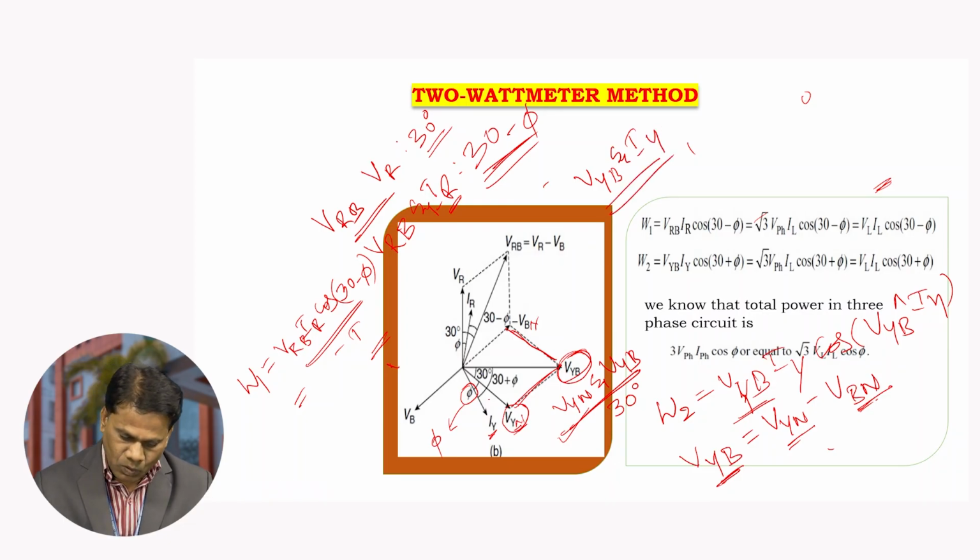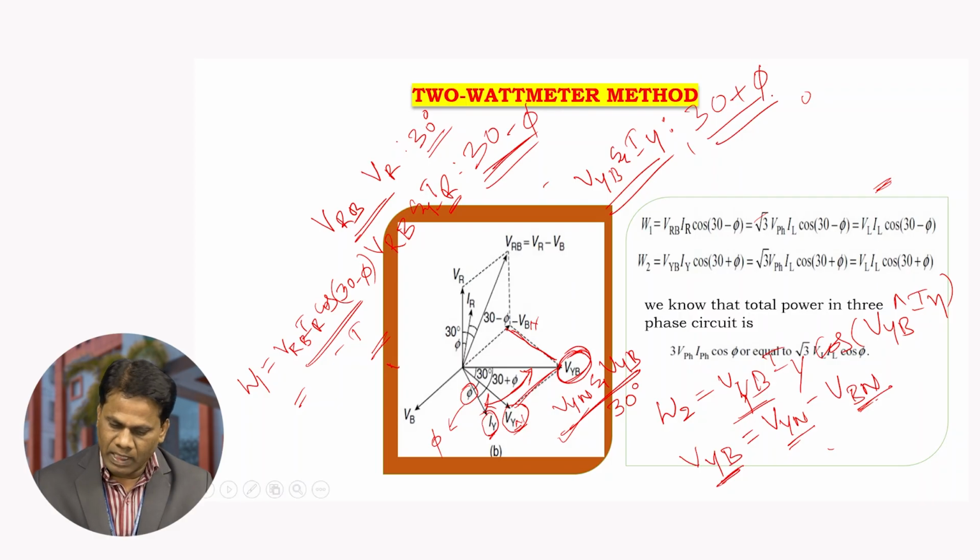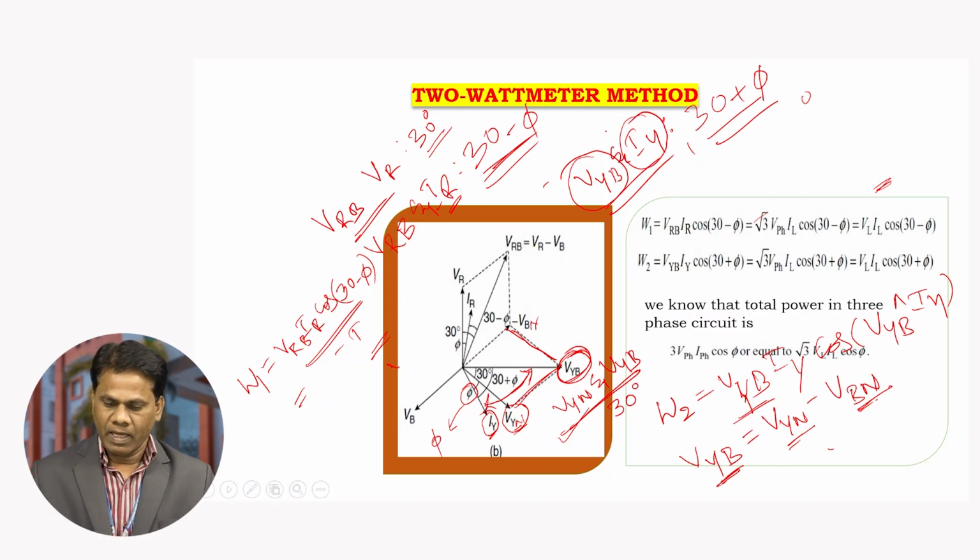The total angle is what we require: the angle between Vyb and line current Iy. By adding 30 plus 5, we get the total angle between line voltage Vyb and line current Iy. So 30 plus 5 is the angle between voltage Vyb and Iy.